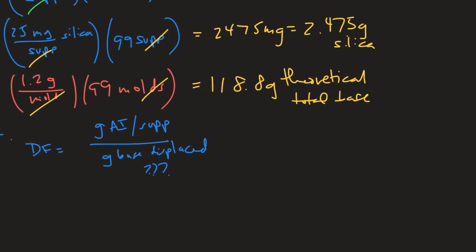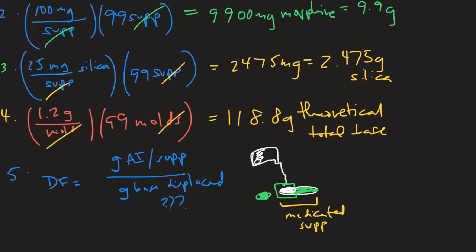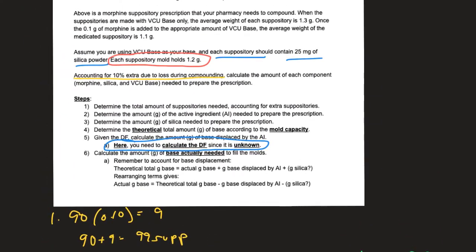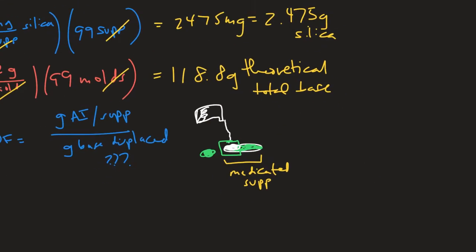So from when I drew the picture earlier, here's your mold, we're going to fill it with base. And then we're going to fill it with the AI. So here's your AI, we're going to fill it, displace this equal amount of base out, and the amount is based on the density and the weight of the AI. So as I said in the beginning of the video, this right here is your medicated suppository. We know that the average weight of the medicated suppository is 1.1 grams. So you know that's 1.1 grams.